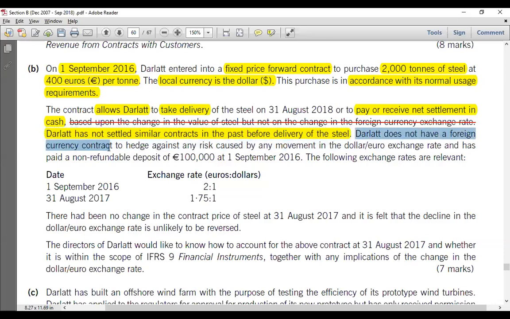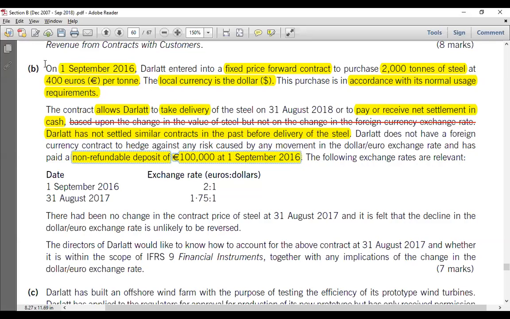Darlit does not have a foreign currency contract to hedge against any risk caused by any movement in the dollar-euro exchange rate, and has paid a non-refundable deposit of 100,000 on 1st September 2016. Non-refundable deposit means that again we would be expecting the goods, because otherwise why would we pay a non-refundable deposit when we don't want to purchase the asset? So that makes no sense of giving a deposit despite that we don't want to purchase. So this means we are giving a non-refundable deposit, which means we are inclined towards purchasing the steel.